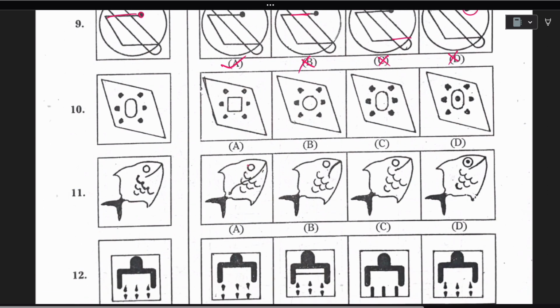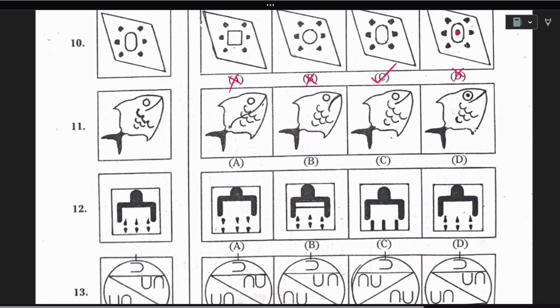And the next one is 10. Here it's supposed to have a longer circle, but in A it is a square, so we eliminate A. And in B also it is a small circle, so we will be eliminating B. And C is almost matching, but D is also having a dark black circle inside, so we will be eliminating D, and the correct answer is C.